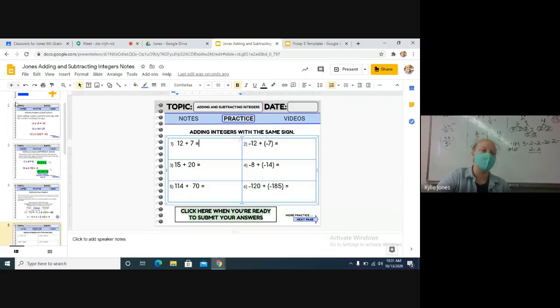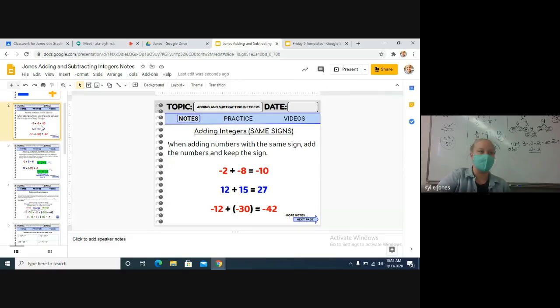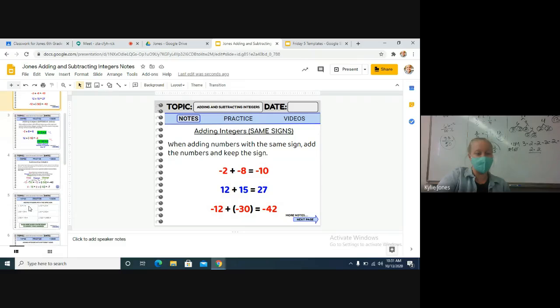Slide number 2 talks about adding integers with the same sign. When we add them with the same sign, what do we do? Good. You just add the numbers, and whatever sign it is, you just keep it the same.